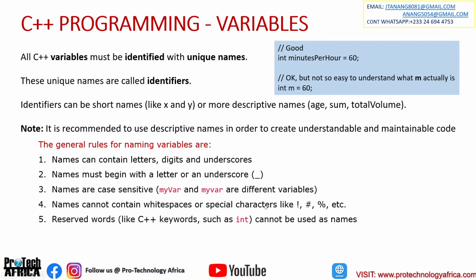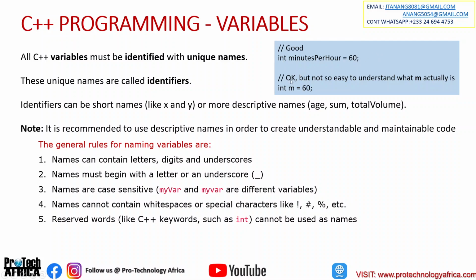So let's proceed on. It says all C++ variables must be identified with unique names. So every variable that we declare must come with a unique name. Let's look at the information we have in blue at the top. It has written int minutesPerHour is equal to 60. Over here we have declared a variable called minutesPerHour, and please take note that it is one word, and it is an integer data type. The type of data is an integer, and then the value is 60.